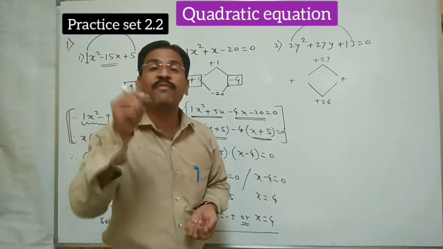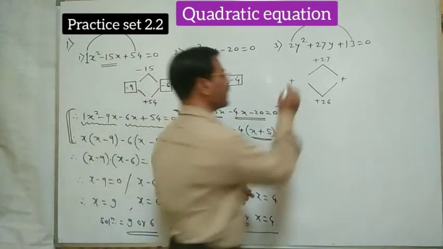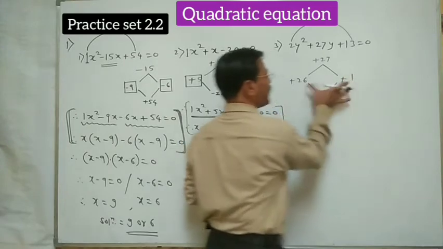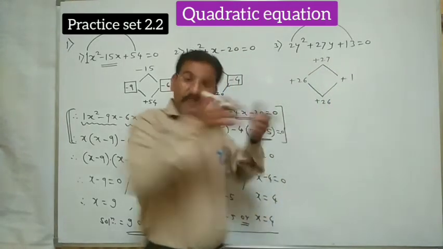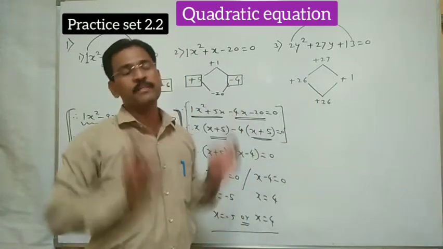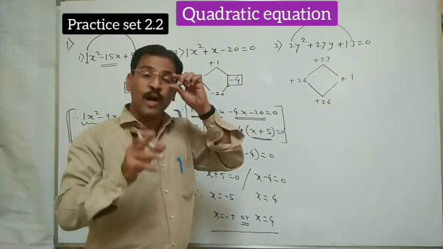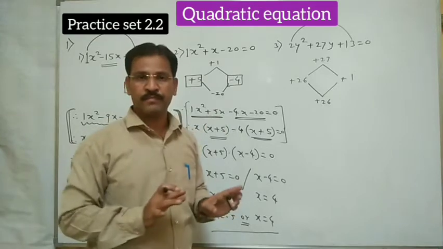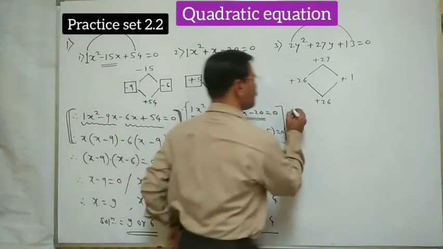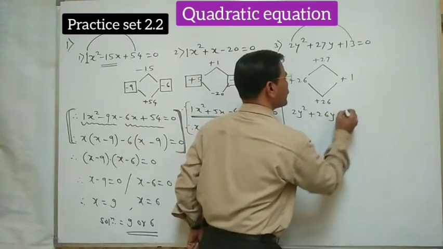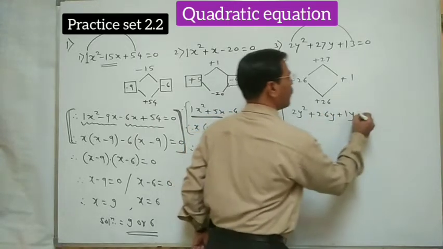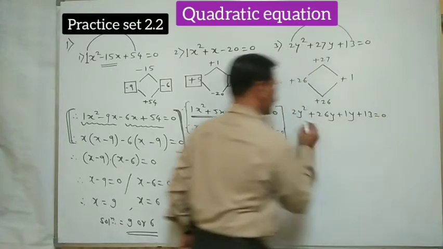Like this we can find the factors here. Here 26 and here 1. Their product is plus 26 and their sum is plus 27. This is the very important part of this factorization method. You should know how to find the factors first. Now split the middle term: 2y square plus 26y plus 1y, plus 13 is equal to 0.